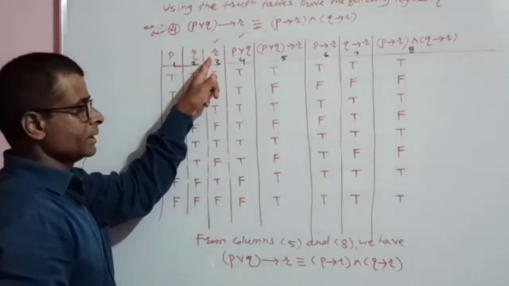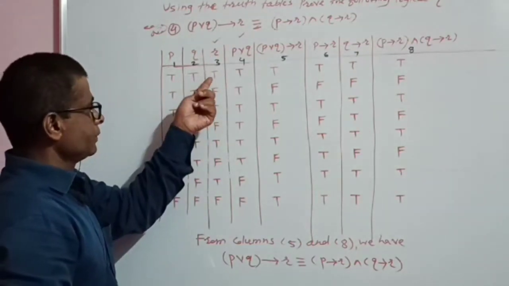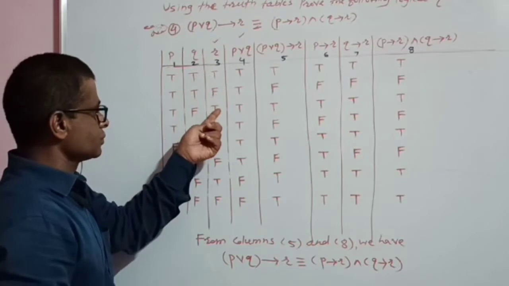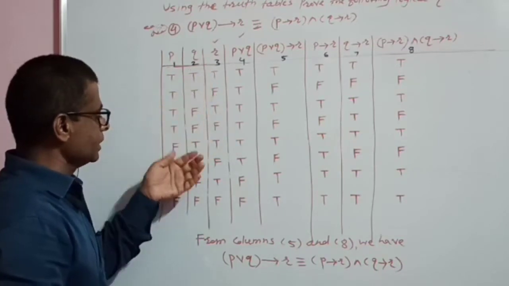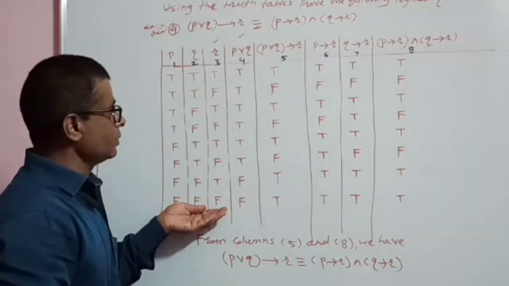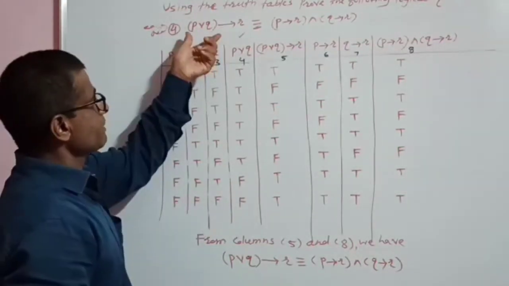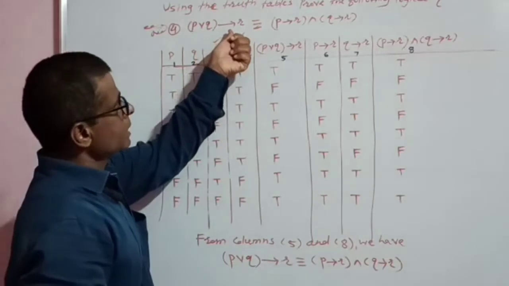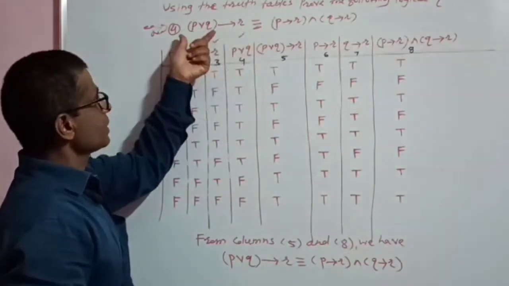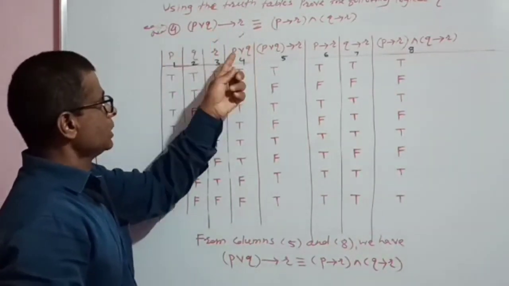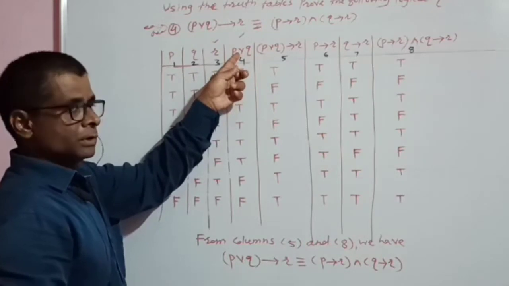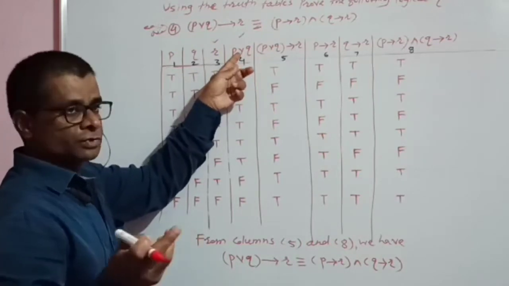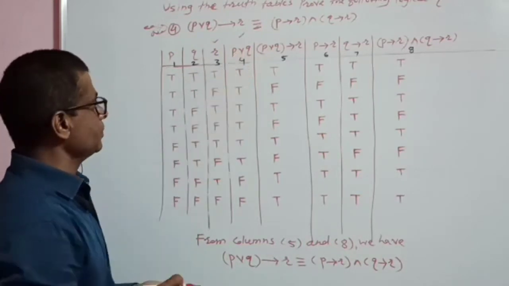For the statement letter R, the truth values are first true, second false, true, false, like that, alternately writing till the 8 truth values. On the left hand side, the statement pattern present is (P disjunction Q) conditional R. First work out this P disjunction Q. The disjunction is true if both are true or any one of the two statements is true.